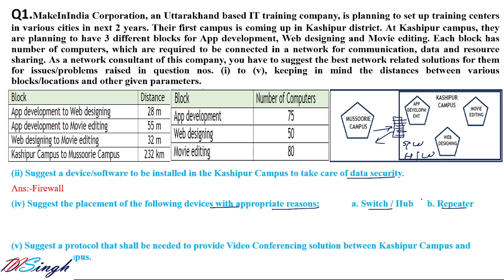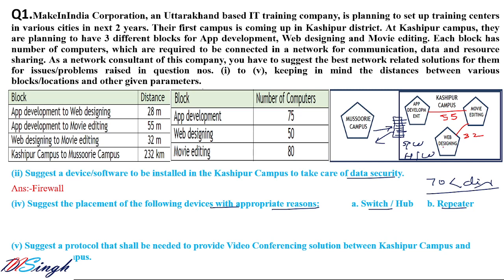Suggest the placement of the following device with appropriate reason, like switch or hub and a repeater. Repeater will be placed if the distance between two blocks is 70 or more. So if it is more than 70, then we are going to place a repeater there. But we do not have any such situation in our cable layout, because we have connected app development to movie editing with a link of 55, and there we have 32, which is not greater than 70, so repeater is not required.